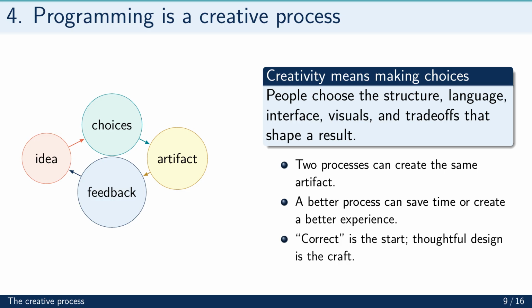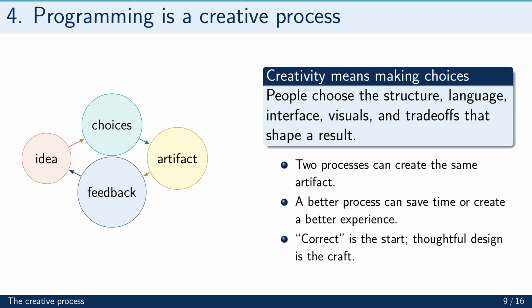Programming is often described as technical, but it is also a creative process. A programmer makes choices about structure, language, interface, visual presentation, efficiency, and user experience. Those choices shape the artifact that other people encounter. The graphic shows a cycle from an idea to a set of choices, then to an artifact, and finally to feedback that can inspire a new idea.